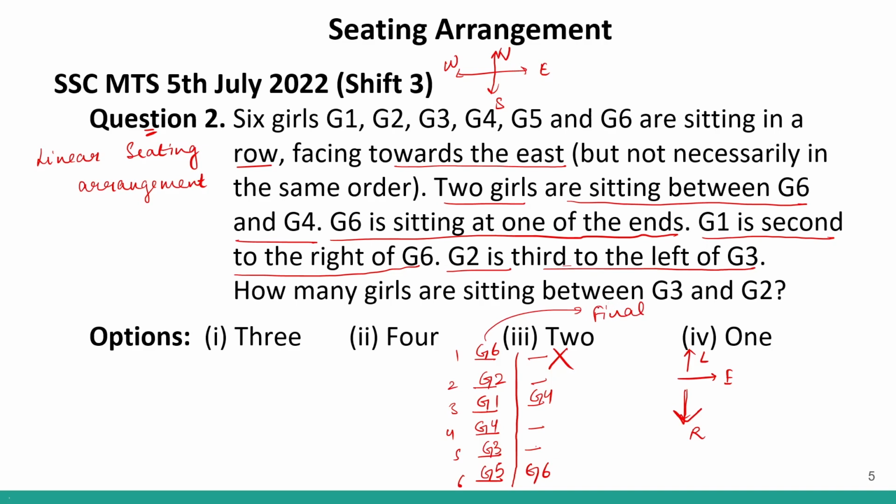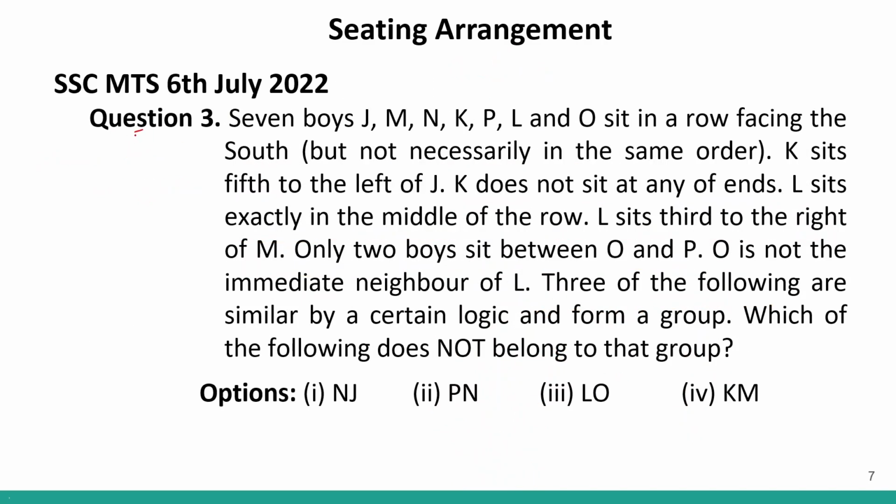Now what does the question ask? The question asks how many girls are sitting between G3 and G2. G3 is over here, G2 is over here. How many girls are sitting between them? We have 1 and 2. 2 girls are sitting between G3 and G2. Answer will be option number 3, 2. Correct? Coming to question number 3.